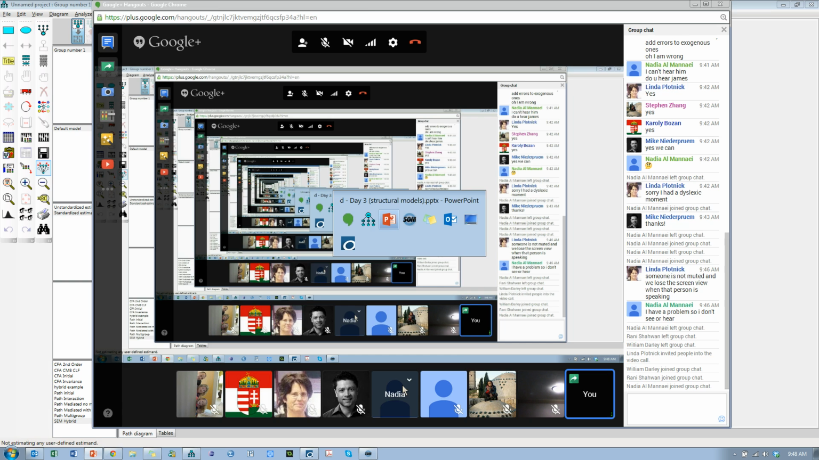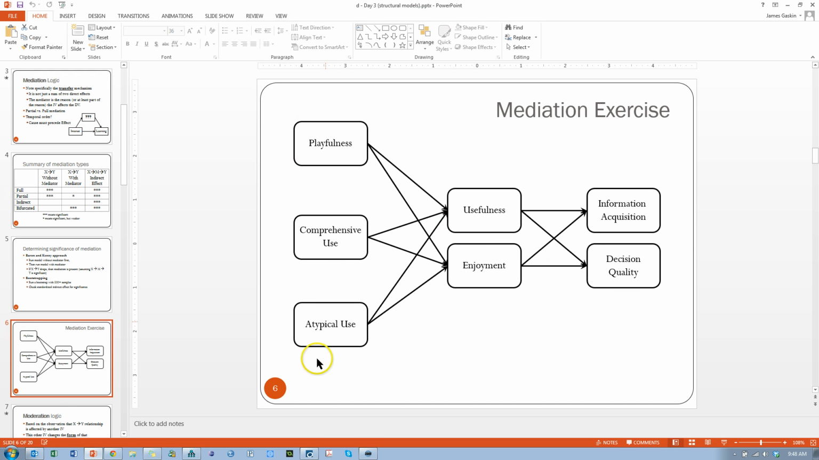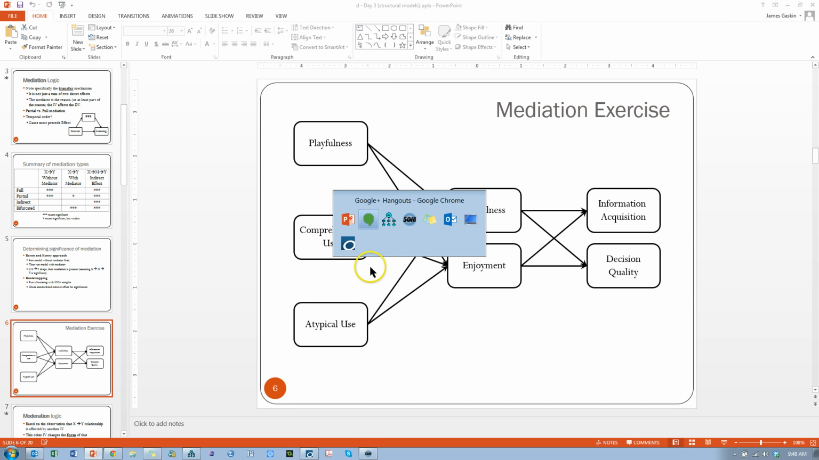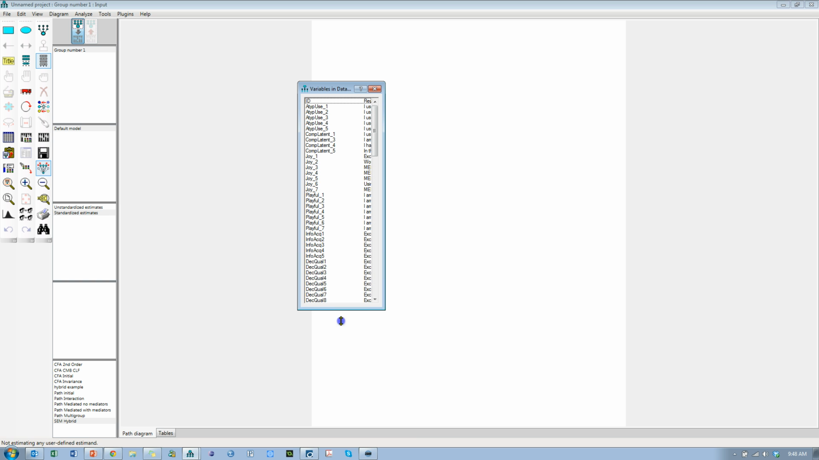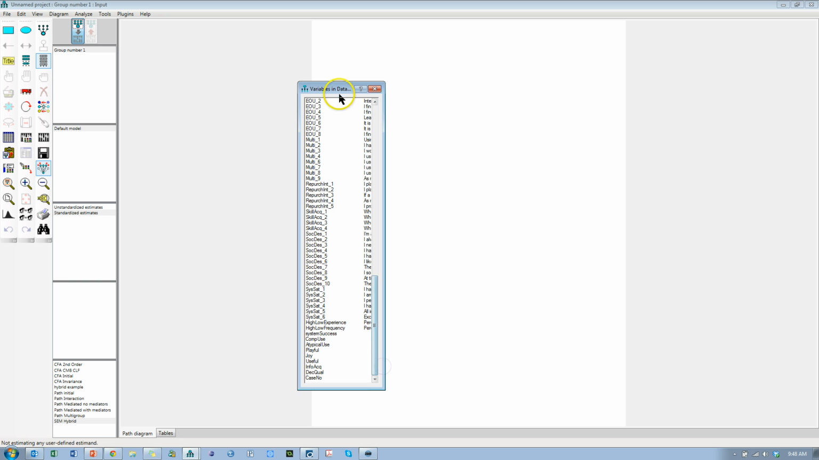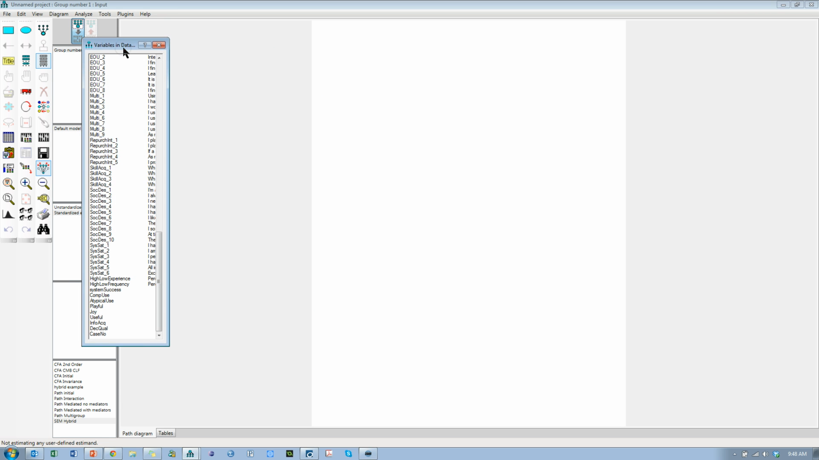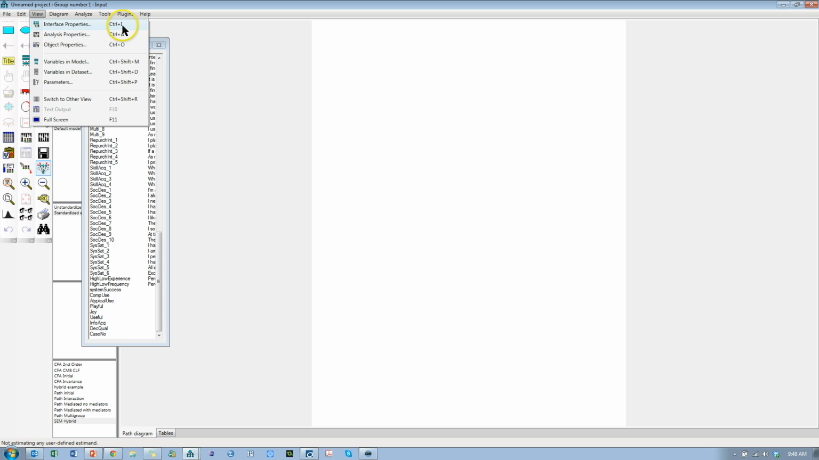Here's our model. Playfulness. We're going to throw these in there just like that. They're in this white stacky thing. I'm going to open up this a little bit. They're at the very bottom. And if you want, here's a little trick most people don't know. Go to View, Interface Properties.